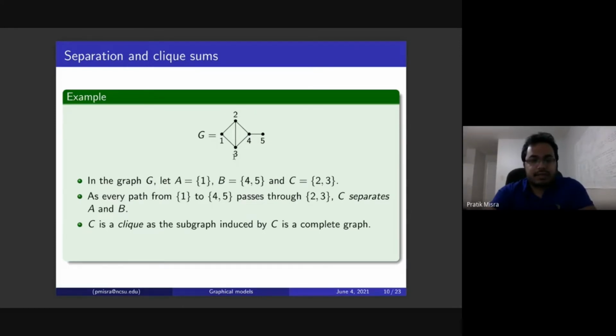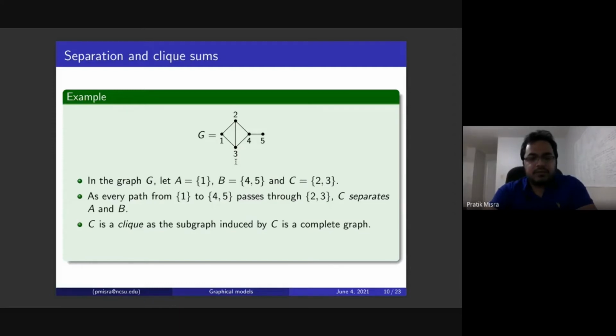So we can say that now, if you look at the subgraph induced by 2 comma 3, that's the set C, then that's basically an edge connecting 2 and 3. By subgraph induced by 2 and 3, I mean that I remove the vertices 1, 4, and 5 and just look at the subgraph that is induced by 2 and 3. So that's an edge over here. That's basically a complete graph in two vertices, right? So that is a clique.